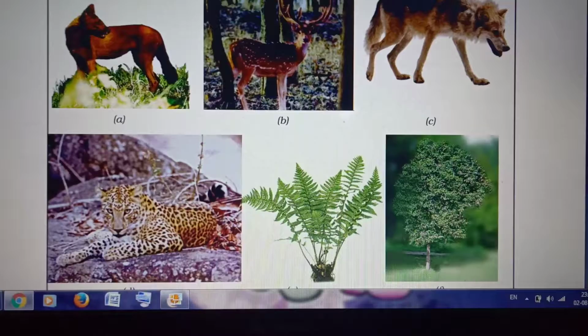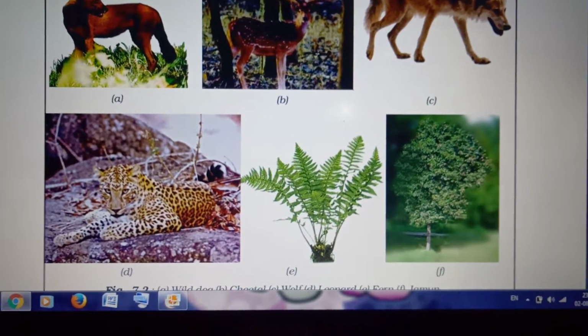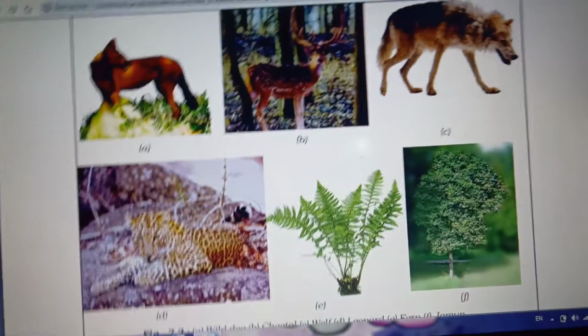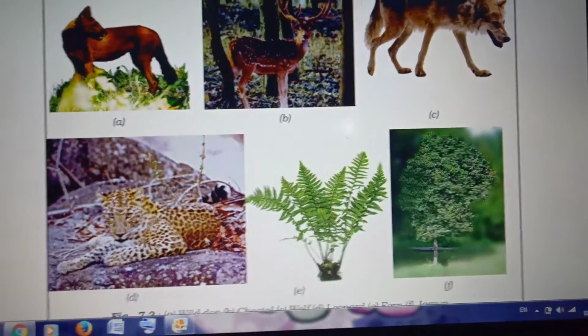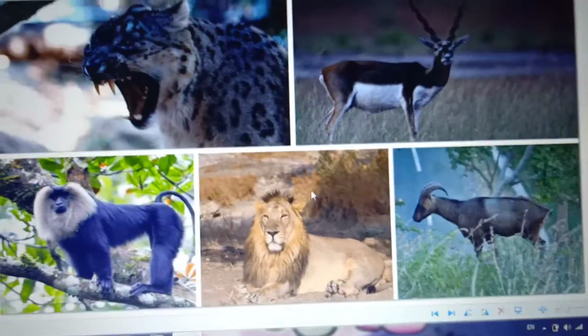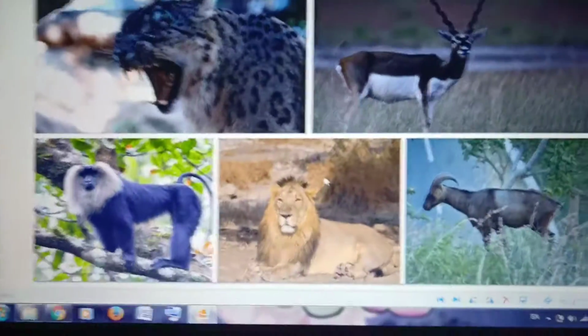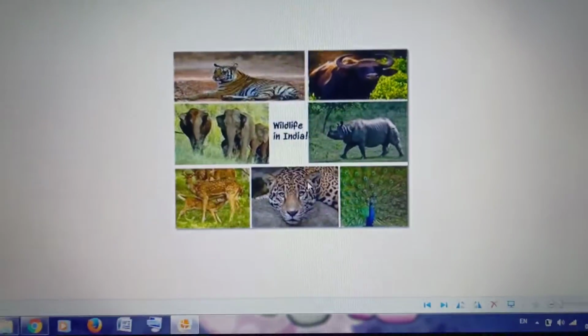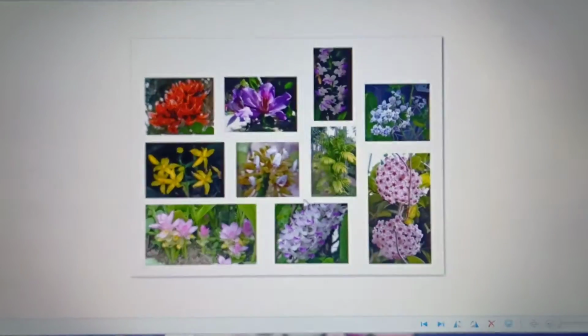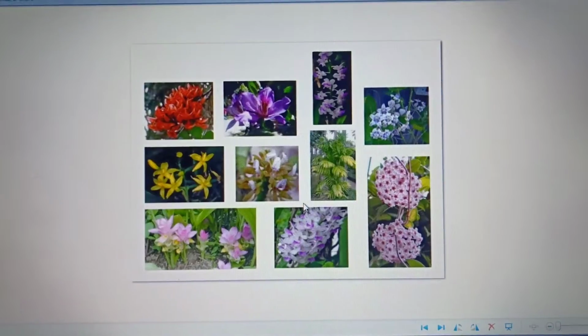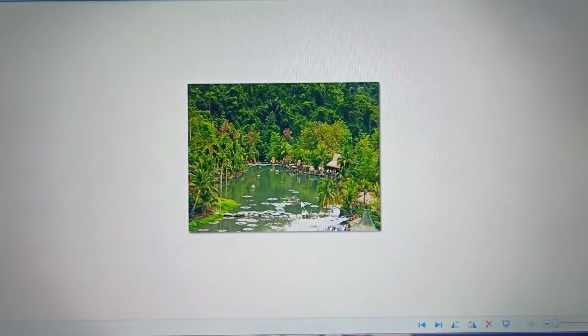They have given a picture. It's given in your book. You can also have a picture of this, and I'll show you more pictures. Now I'll show you some of the fauna and flora. These are the different kinds of animals, fauna. You can see wildlife in India, and these are the flora, plants.